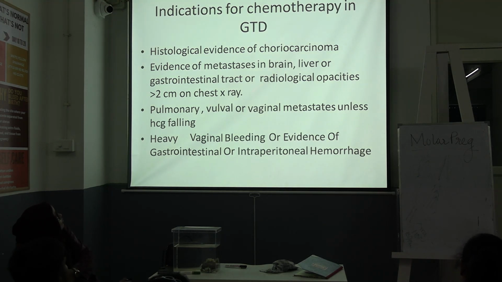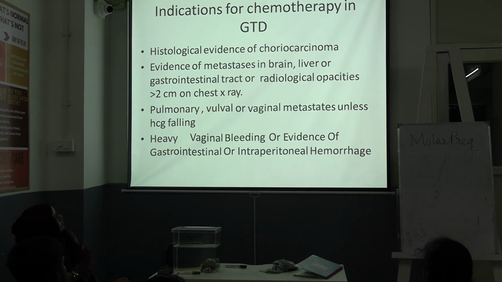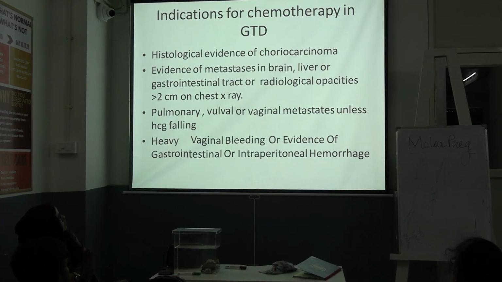What is the indication of chemotherapy? If HP evidence confirms choriocarcinoma, there is metastasis in brain, liver or GI tract, or radiological opacities of more than 2 cm on chest X-ray. Pulmonary, vulval, vaginal metastasis unless HCG is falling. Okay. Heavy vaginal bleeding or evidence of GI or intraperitoneal hemorrhage, then we will start chemotherapy in case of GTD.